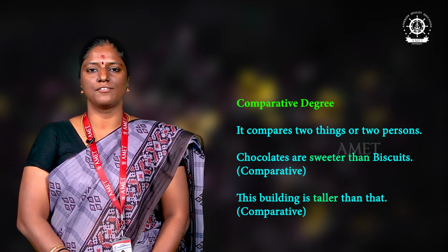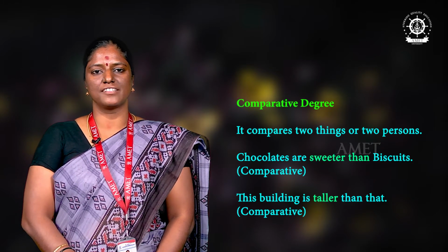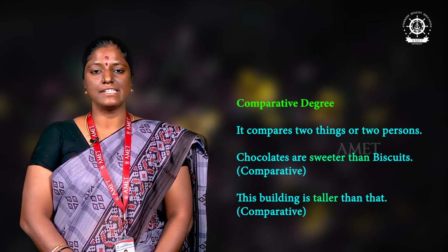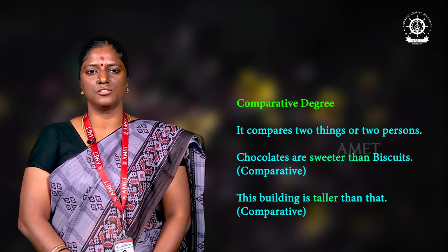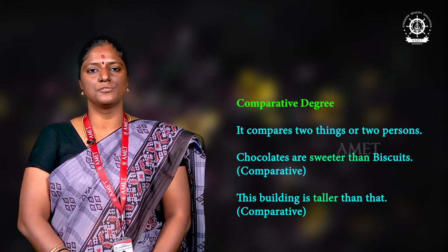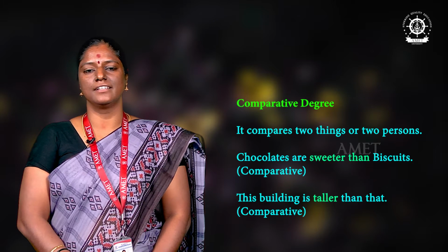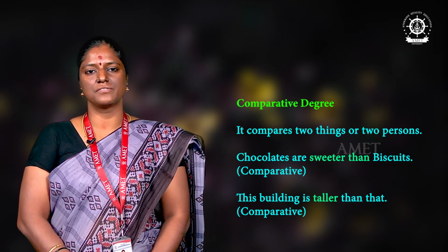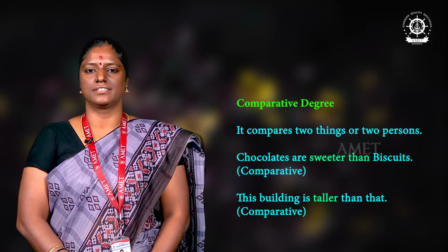Then what to do? We have to follow the rule. For example, sweet is a main adjective. For comparative, we have to use ER. Sweet is a one syllabic word, so we are adding ER, sweeter. After that, we have to use the word than. This is a must in comparative degree. So, chocolates are sweeter than biscuits.